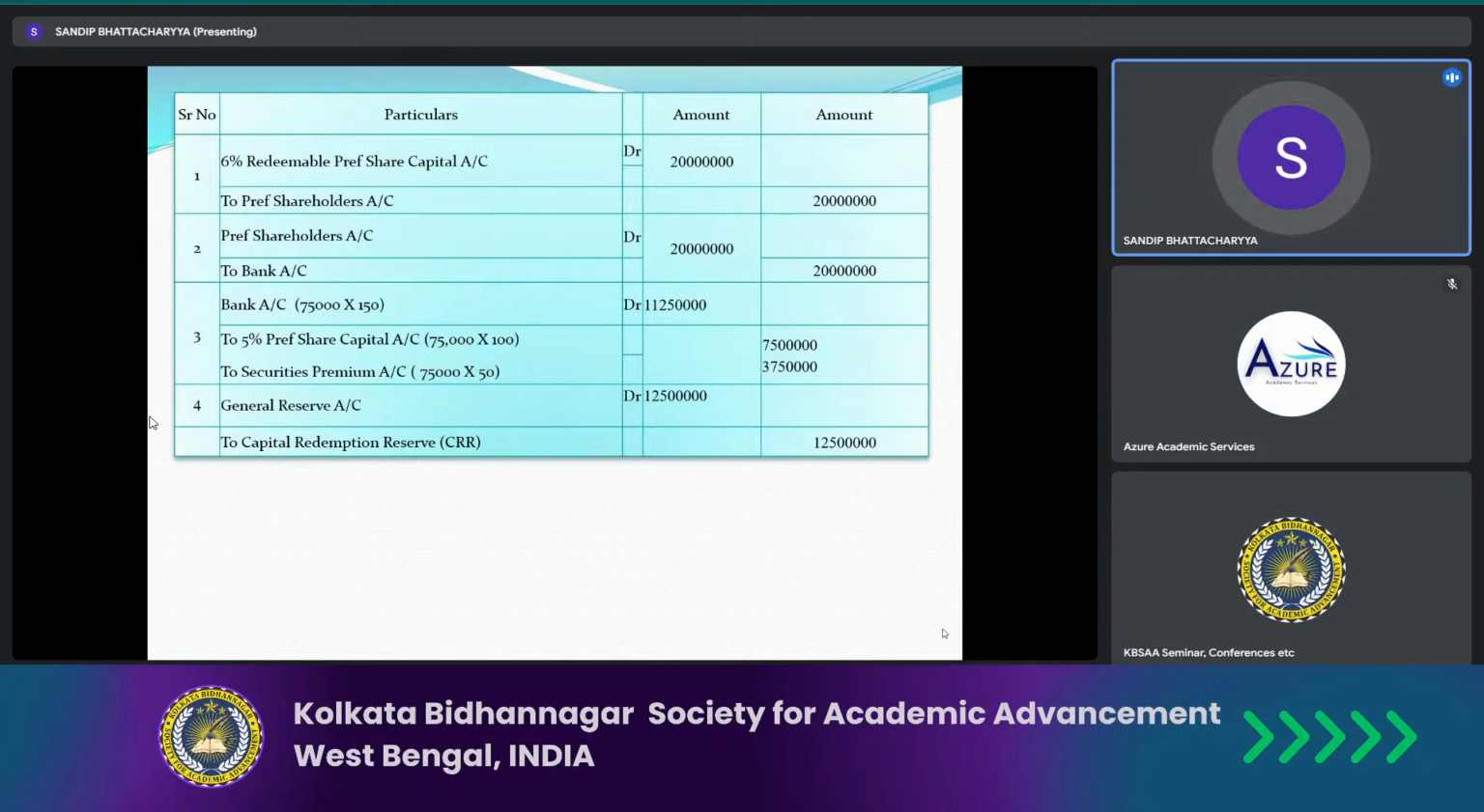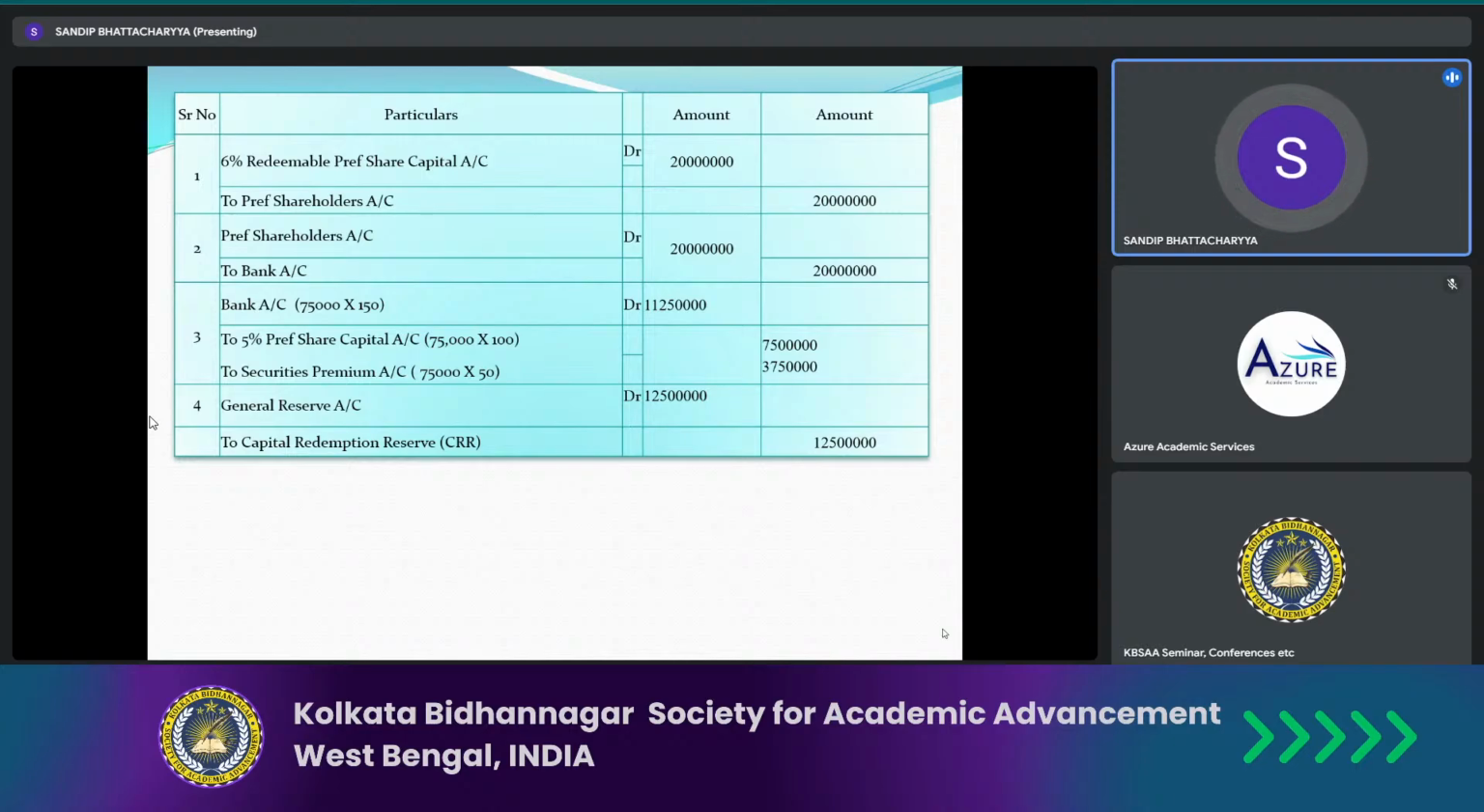So the first is the due entry, second is the payment entry, third is the new issue entry. So my dear students, now you can categorize what is the essence of this fresh issue. I have already mentioned there are 2 methods of redemption: first, out of profit or out of the accumulated profit; second, out of the fresh issue of stock or securities.